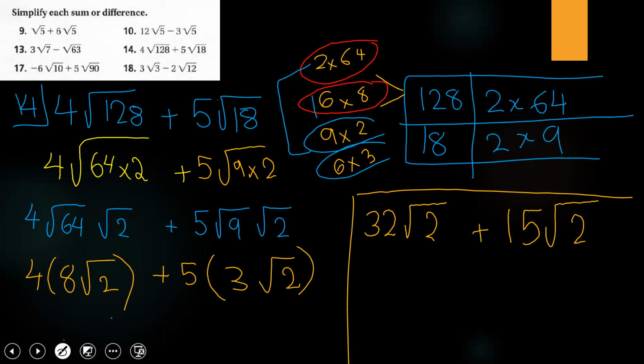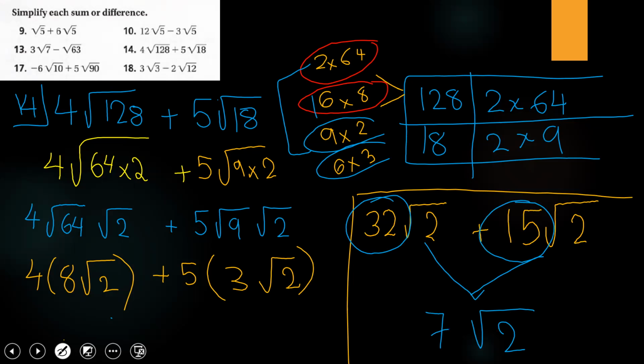Now look at the answer after I simplify it. Did I get the same radicals? Yes. So I can now add them by choosing one from these numbers like this and then add these two numbers. 2 plus 5 is 7, 1 plus 3 is 4. Is it clear? Yes, teacher.